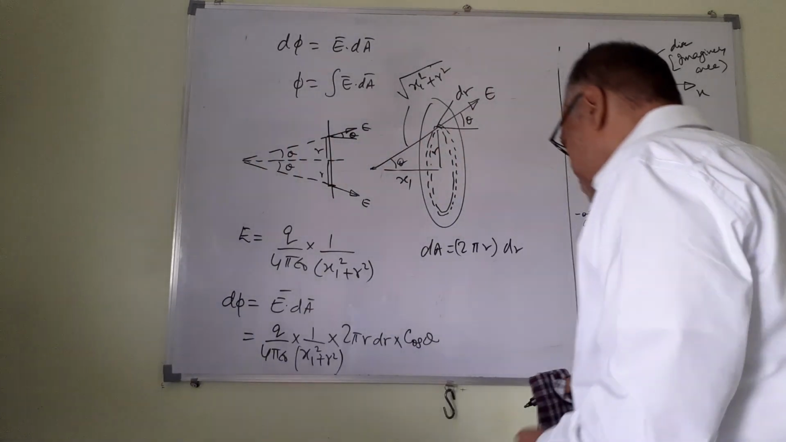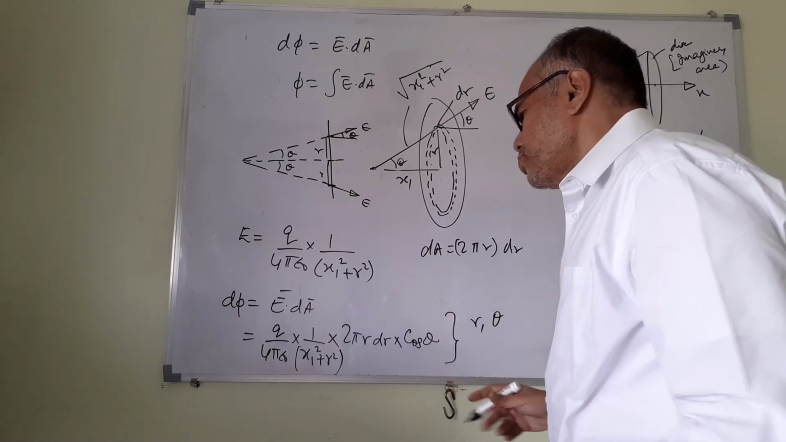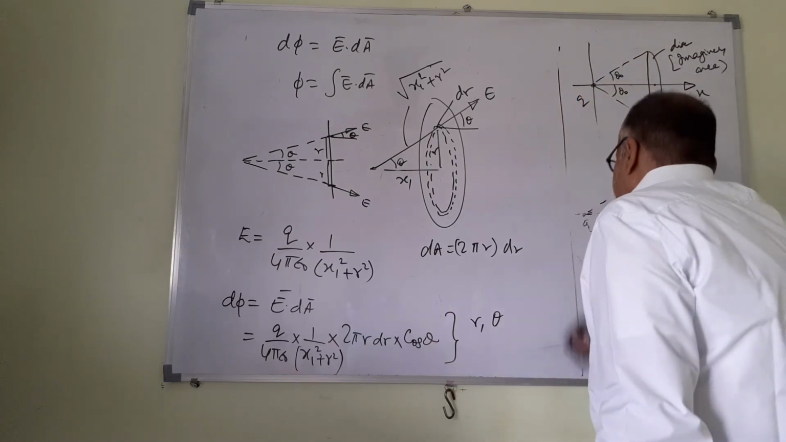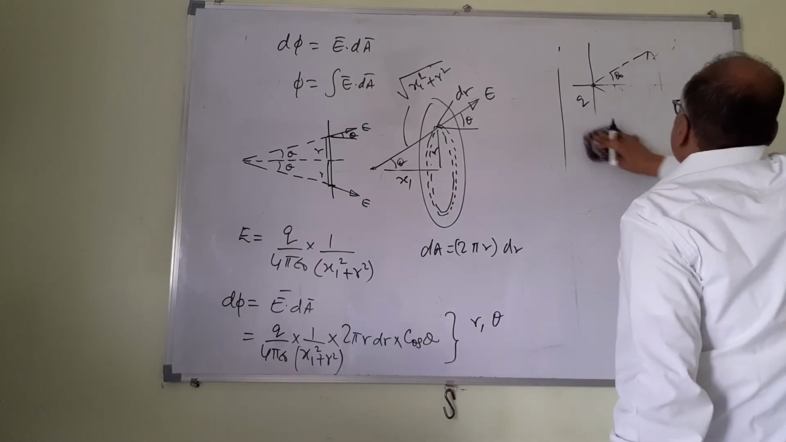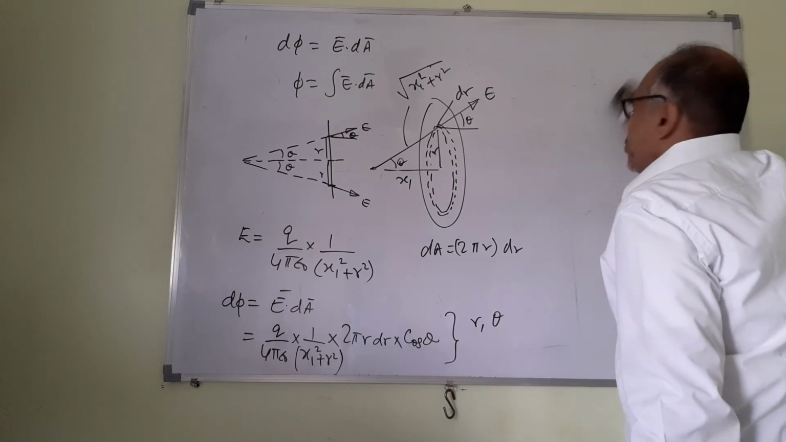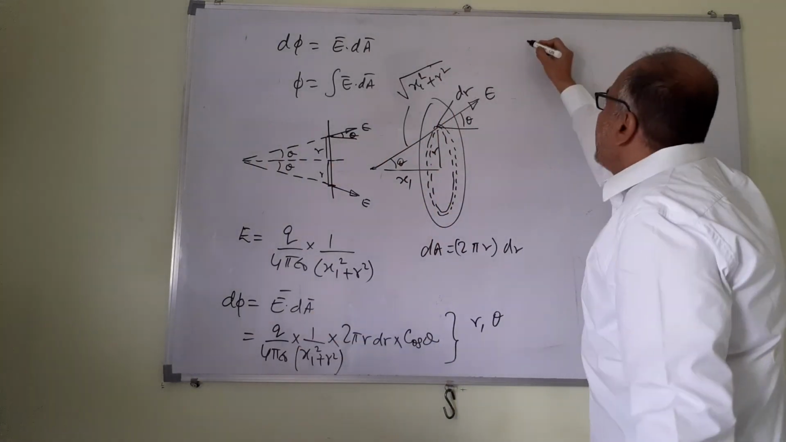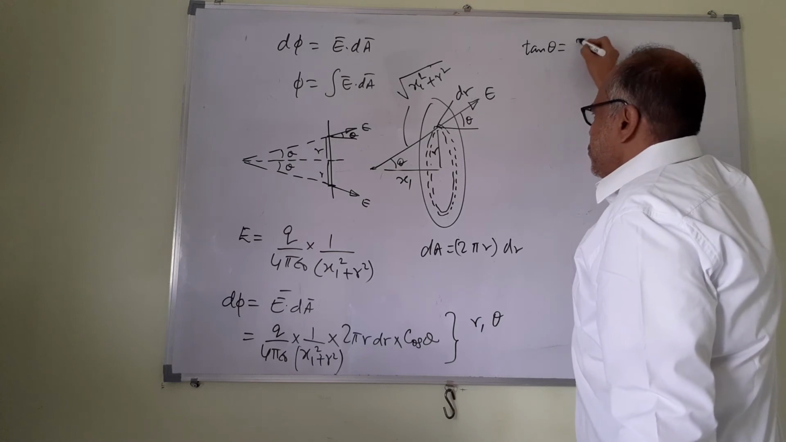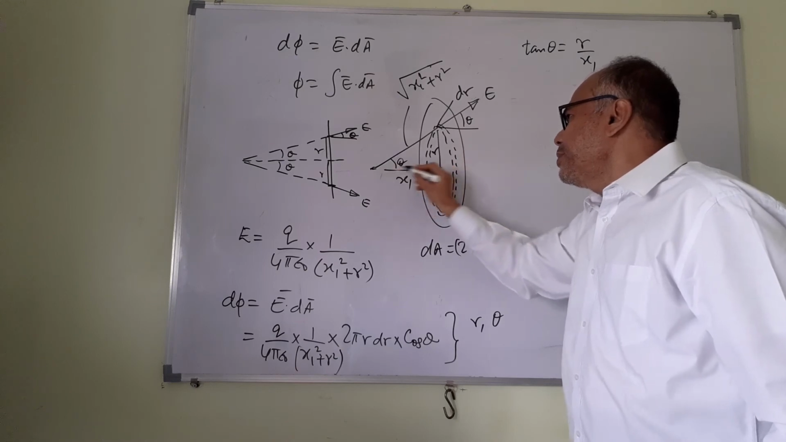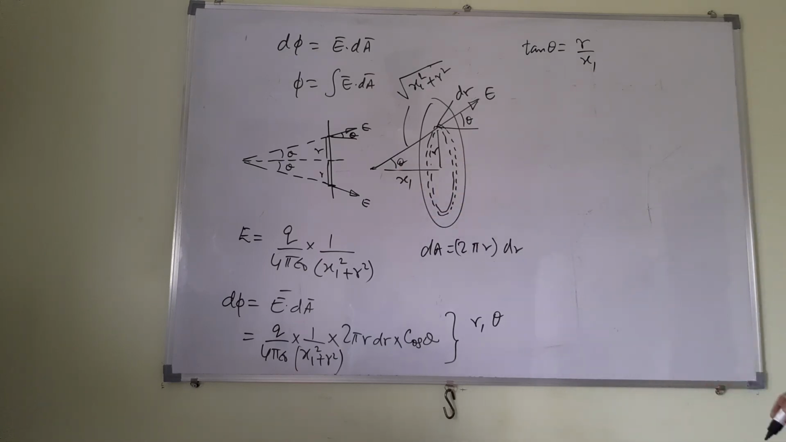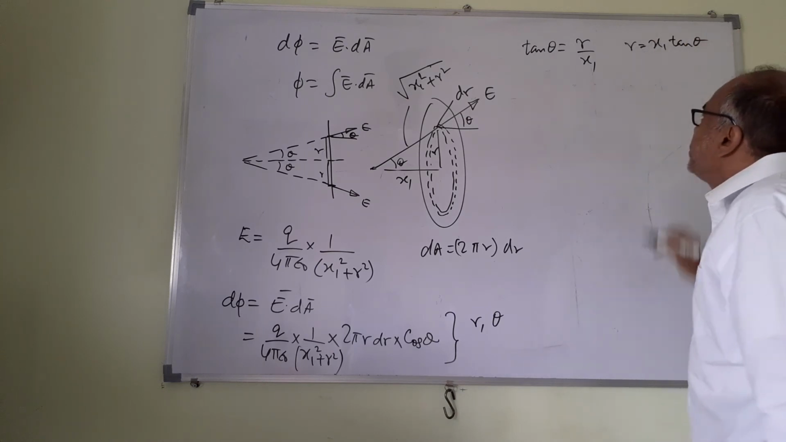Now we need to integrate this. We must note here there are two variables, r and theta. x1 is a constant. So we must reduce this to a single variable. We know tan theta is equal to r by x1. In this right angle triangle, tan theta is r, the radius of the ring, divided by x1. x1 is a constant. So we can write r as x1 tan theta and eliminate r.